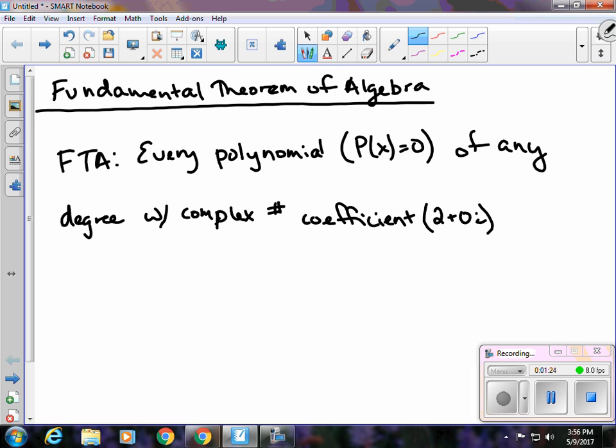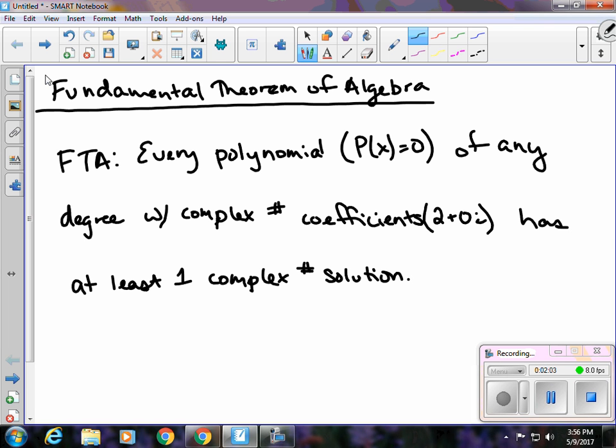That's just an example. So every polynomial in the form of p of x equals 0 of any degree with complex number coefficients has at least one complex number solution. Now, this does not mean that you have to have an i. A complex number just needs to be in the form of a plus bi. Again, that b could be 0, so it has to have one solution, basically.